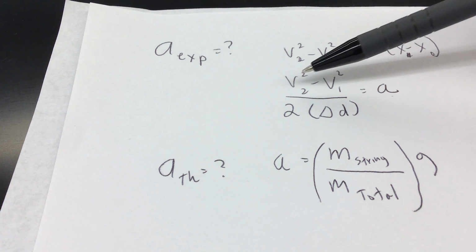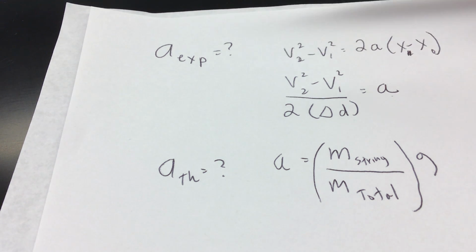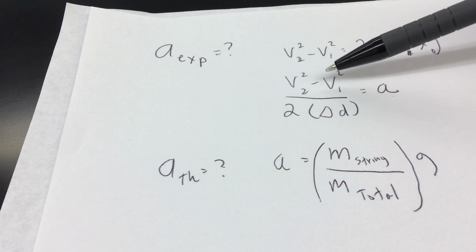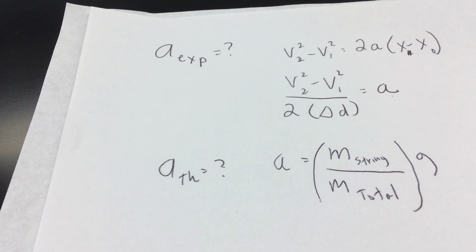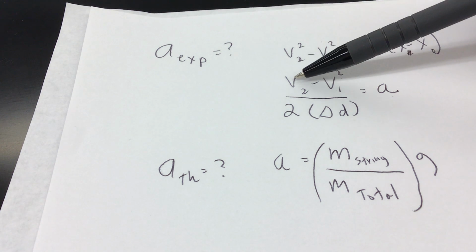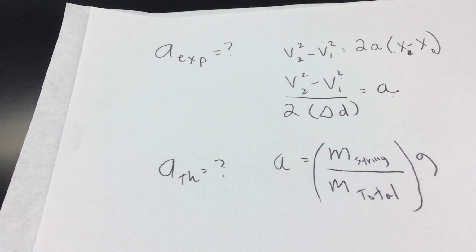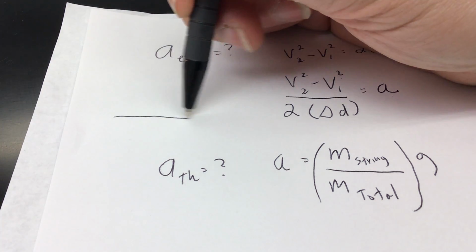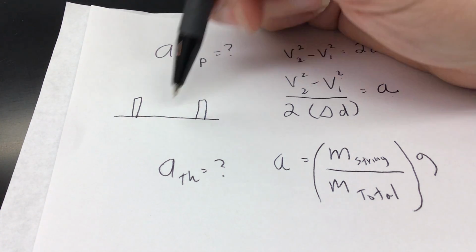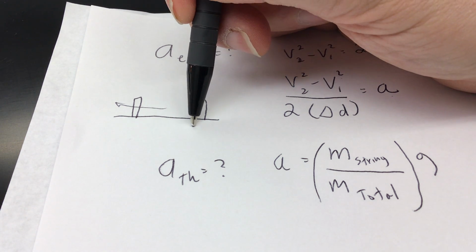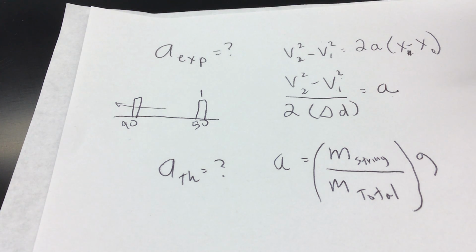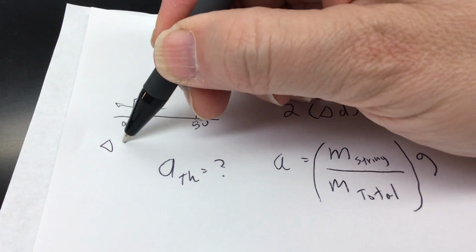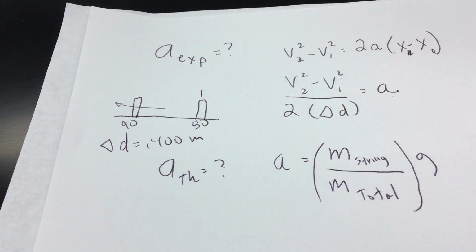I want a. So to find the acceleration experimentally, we take V2, square it, subtract off V1 squared, and divide by 2 times delta d. In this case, delta d is going to be the distance between the two velocities. Now, if you remember what I said, with the track, I had photo gate 1 and 2, actually it was going in this direction. So photo gate 1 was at 50 centimeters, and photo gate 2 was at 90. So in this case, delta d is going to be 0.400. So delta d is 0.400 for all the mass sets.